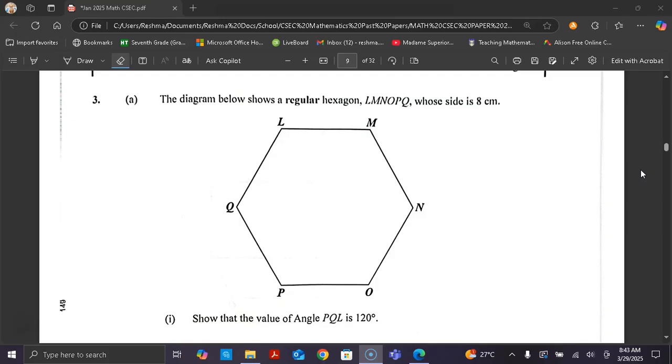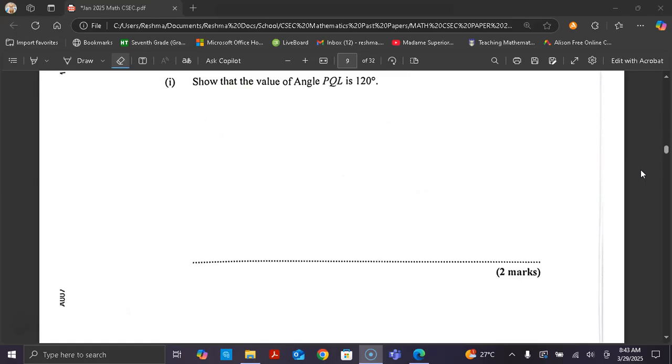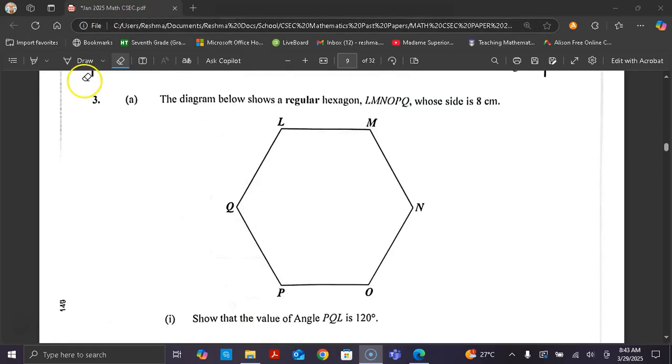The diagram below shows a regular hexagon LMNOPQ whose side is 8 centimeters. So we have to show that the value of angle PQL is 120 degrees, and this is worth 2 marks.